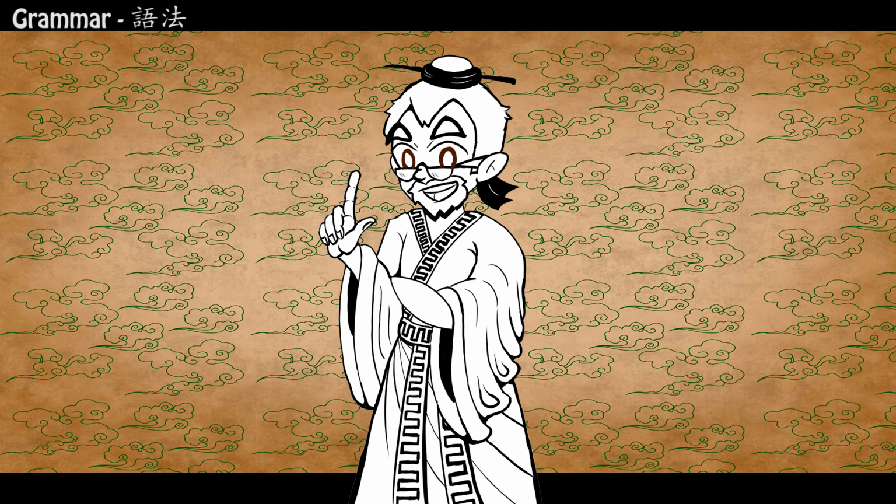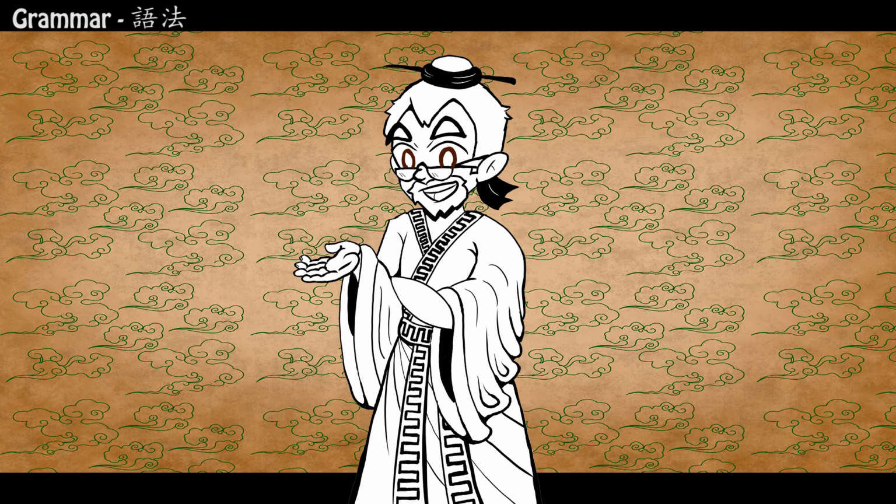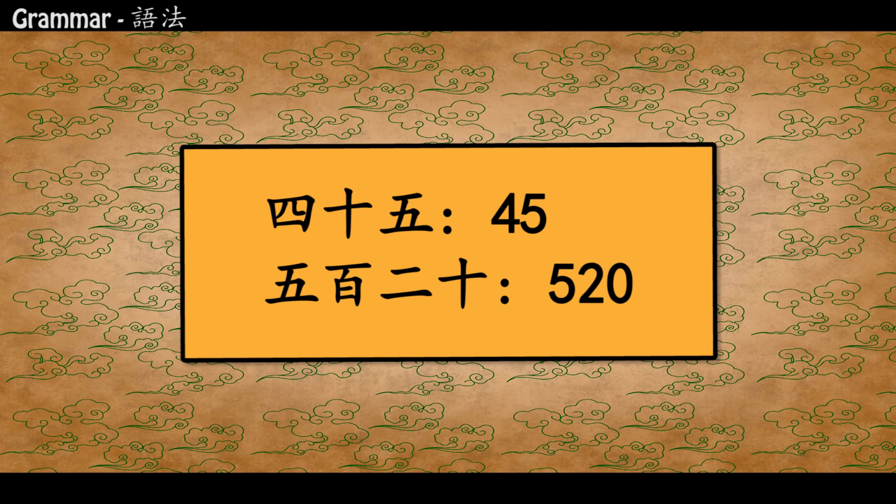Another thing that sets classical Chinese apart from modern Mandarin is that in modern Mandarin we might shorten 120 to yi bai er, leaving out the 10 at the end. However, older classical texts will tend to keep the last 10, but as we saw earlier, might leave out the 1, so that we instead get 220. Besides that, you can pretty much mix and match them freely.